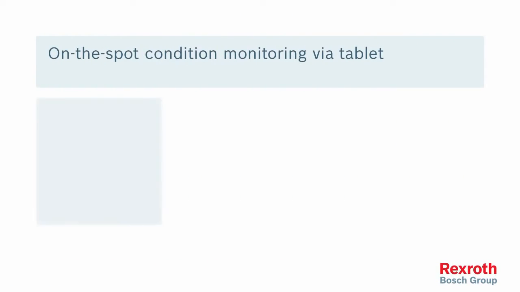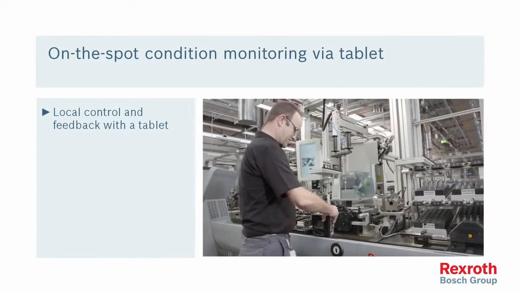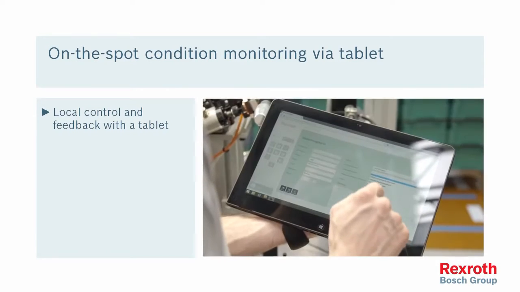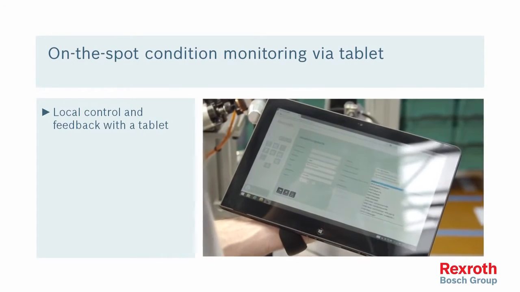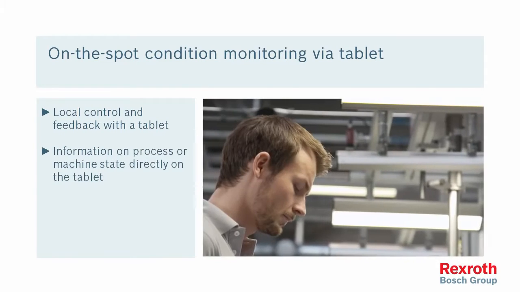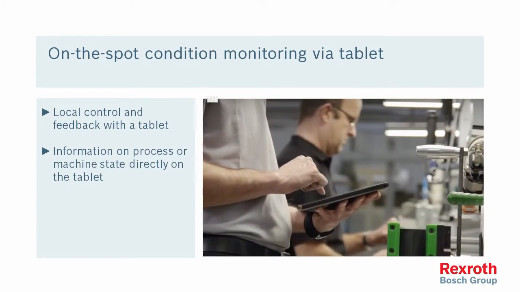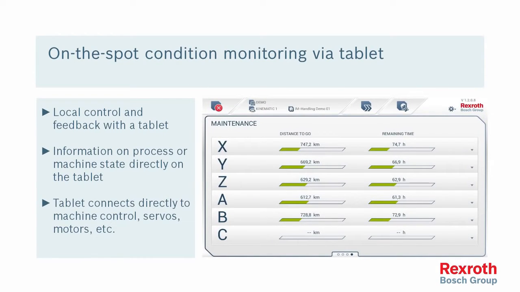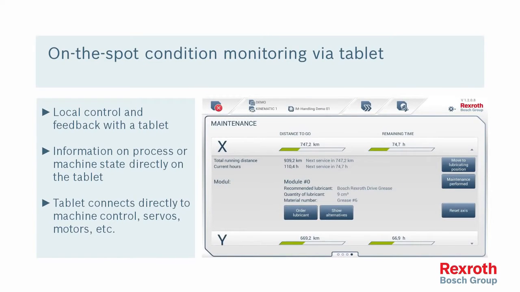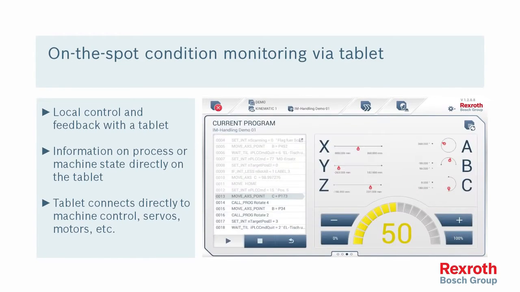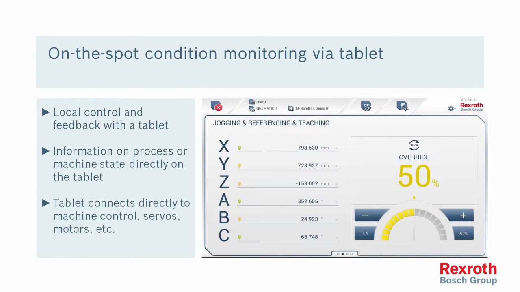If we start talking about what Open Core engineering can do with tablets, in that case, we're talking about more local control and feedback from a machine. So in this case, a maintenance person would walk up to a machine and receive information about the process or the state of the machine directly onto his tablet. The Open Core interface allows us to connect the tablet directly to the machine controller and the servo drives and motors that are on the machine and pull data directly from those devices. Vibration levels, temperature levels, things that will help me diagnose a machine right there on site.